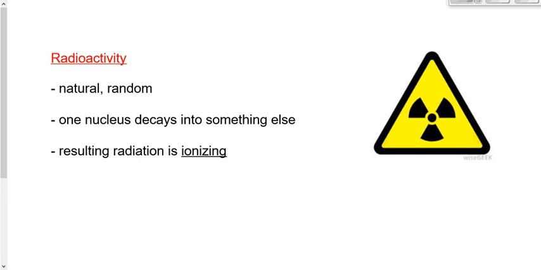But we don't control this. That's the reason we say it's a natural process, it's a random process, it's a spontaneous process, because the only thing that controls it is nature. We have no say over whether it happens, over when it happens, over how often it happens. It just does what it does.